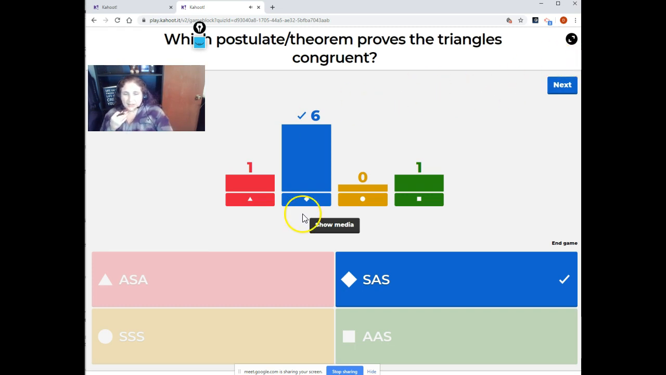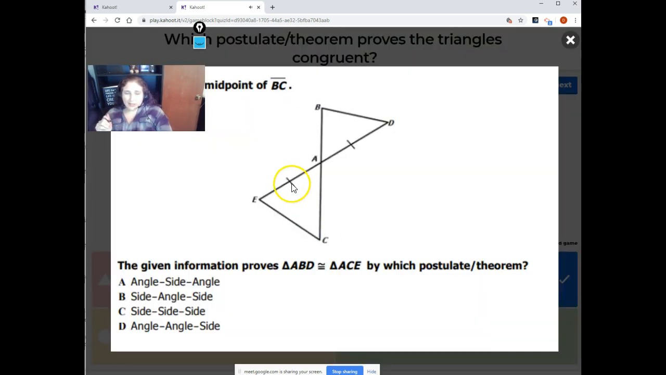Excellent. Side angle side is correct. Again, looking at this, we know we have our angle measures here because of vertical angles. We have a side here and here, so we have side angle. So we could either have angle, angle, side, but it mentions that A is the midpoint, so that's why we have side angle side.